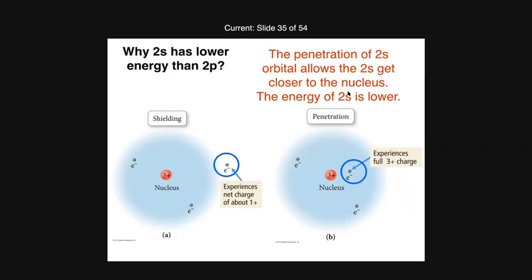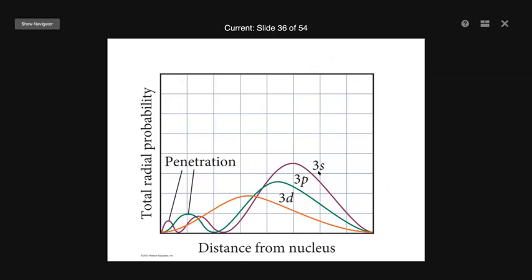All right, is this true for other levels? Right now we talked about n equal to 2, so the next thing we're going to take a look at is n equal to 3. When we increase to n equal to 3, this graph is the same as the previous graph I mentioned earlier. You are plotting the distance from the nucleus: the far left represents closest to the nucleus, and the far right would be further away from the nucleus. And this is the probability of finding the electron.